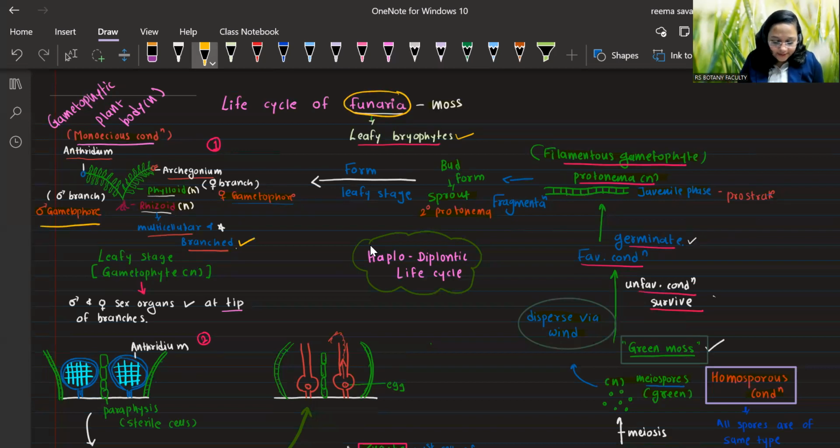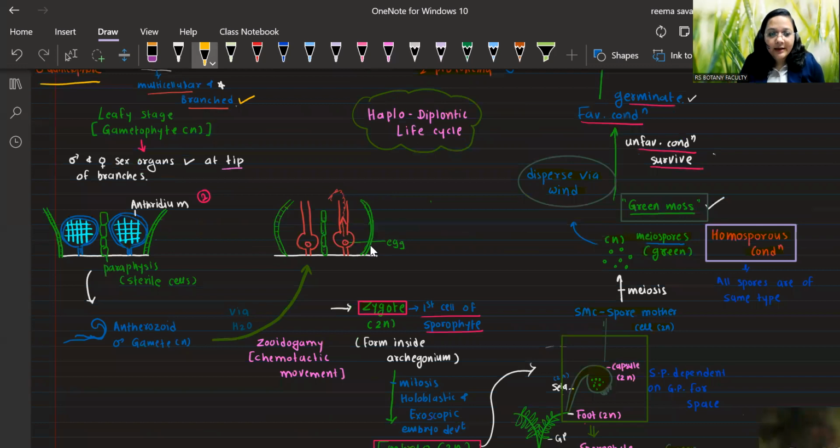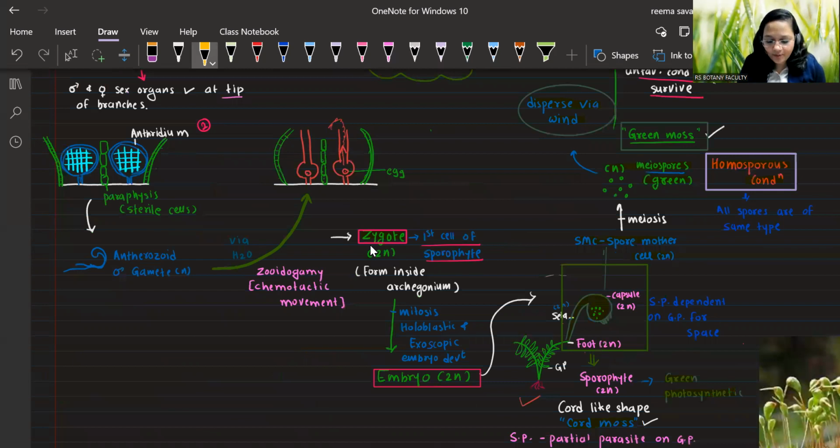Now, the male and female sex organs are present at the tip, and via syngamy, via zoidogamy, this motile male gamete will move to the archegonium and form the zygote. So where will the zygote be formed? The place where the egg is present. So where is the egg? The egg is present in the venter of the archegonium.